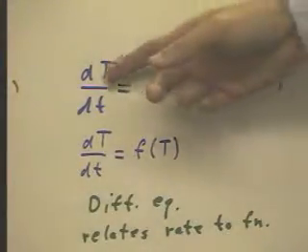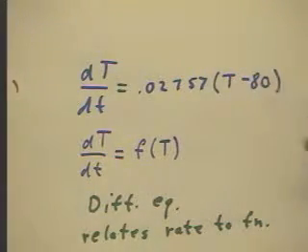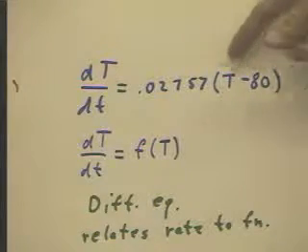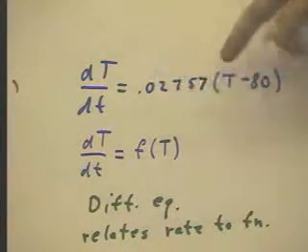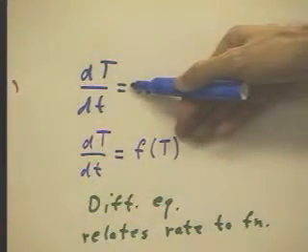So we have the equation dT/dt equals k times the temperature difference, T minus T_R. We're going to substitute 80 degrees for T_R, and we're going to substitute the value that we just obtained for k. And I'm just now putting the negative sign in here.